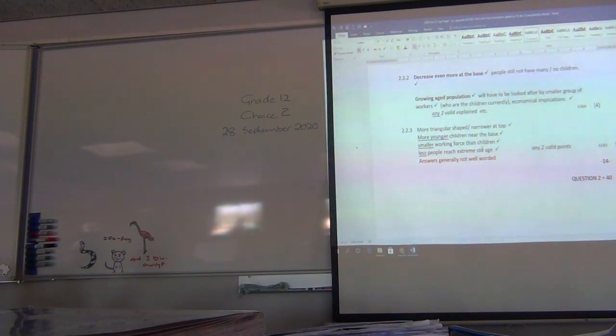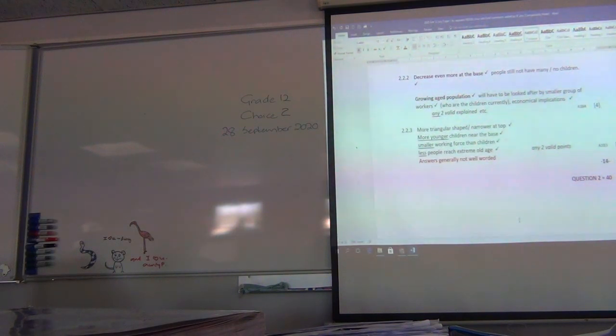2.2.3. Would that in turn increase the population size? No, it wouldn't. The population is probably going to get smaller, because people have fewer children, even though more are living for longer. Okay. Right.